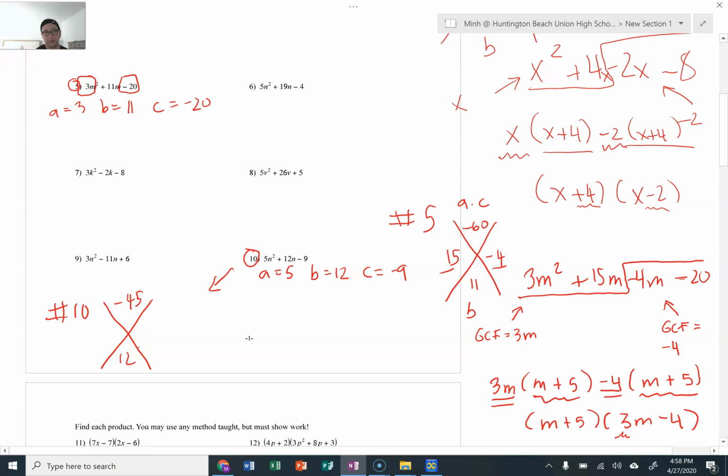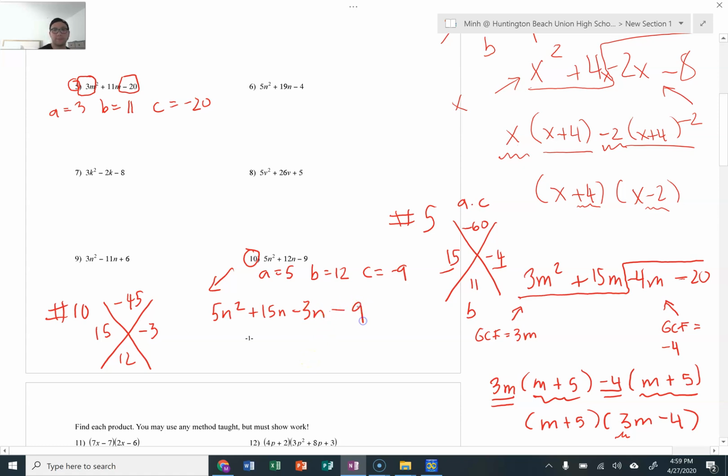And for this one, there's a lot of ways you can do it. I believe this one is going to be 15 times negative 3, because 15 times negative 3 gets me negative 45. But then 15 plus negative 3 gets me positive 12. And then from there, I'm going to write down my first term. So I got 5n squared. My first term from the x puzzle on the left would be 15, but I'm going to include an n because that's the variable in the problem. And then the next one would be negative 3, including the n.